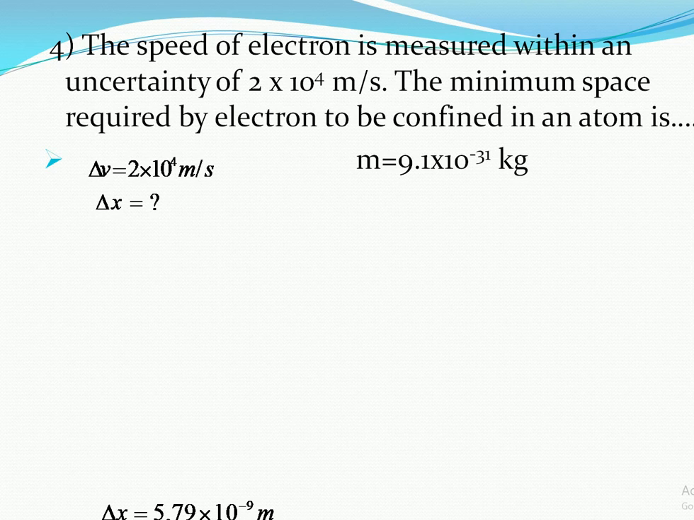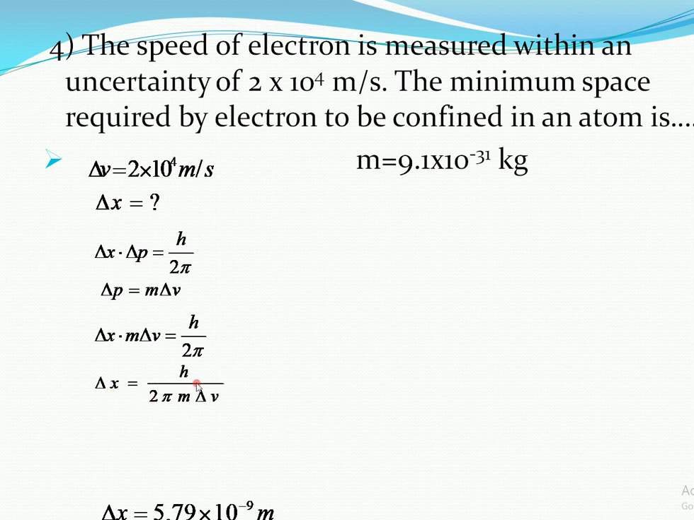In this numerical, we have to use Heisenberg's uncertainty principle, that is delta x into delta p is equal to h upon 2 pi. And we know that p is equal to mv, therefore delta p is equal to m into delta v. By putting this value in the above equation, we get delta x into m delta v is equal to h upon 2 pi. Therefore, delta x is equal to h upon 2 pi into m delta v. By putting this value, we get the answer 5.79 into 10 raised to minus 9 meter. This is the uncertainty in its position.